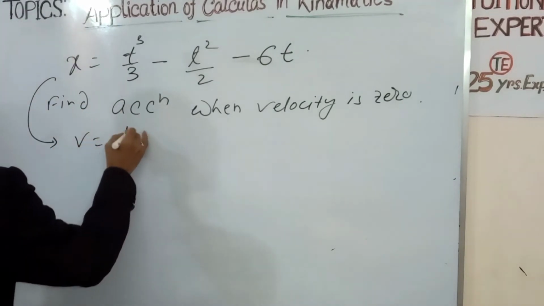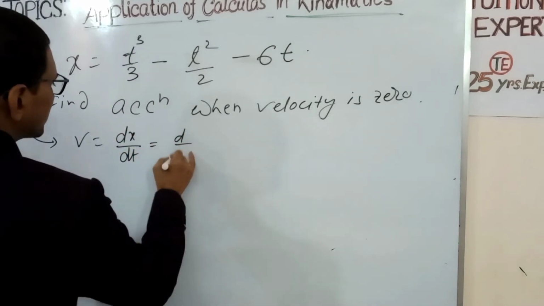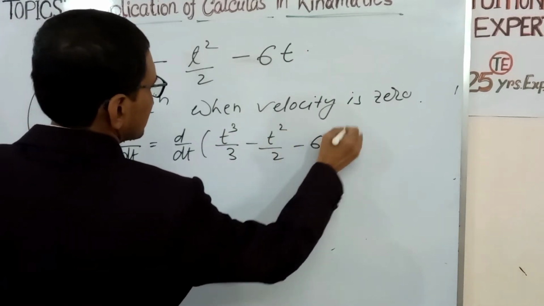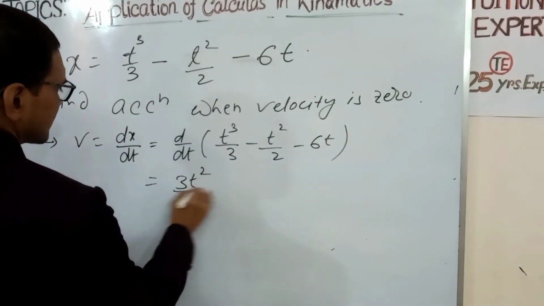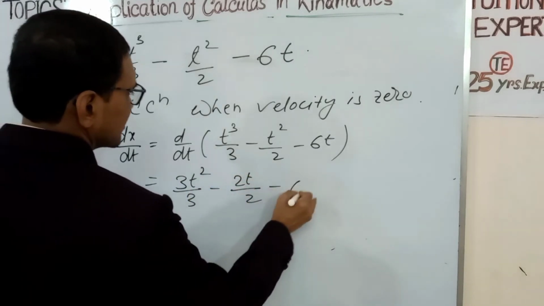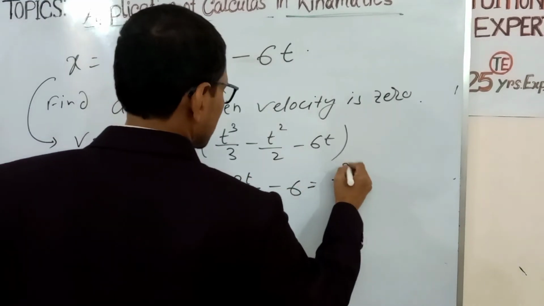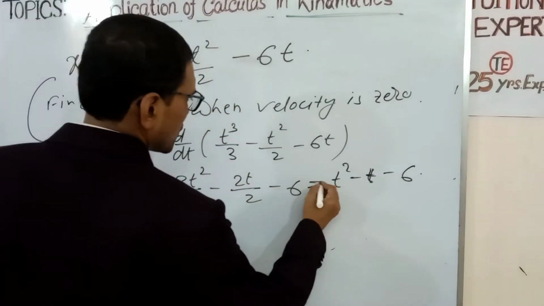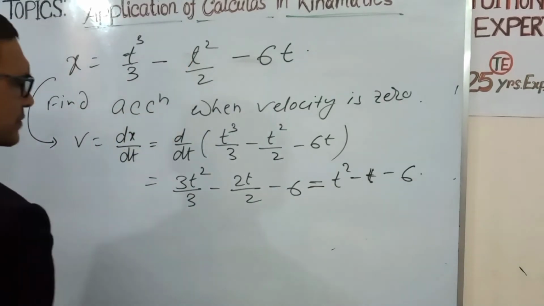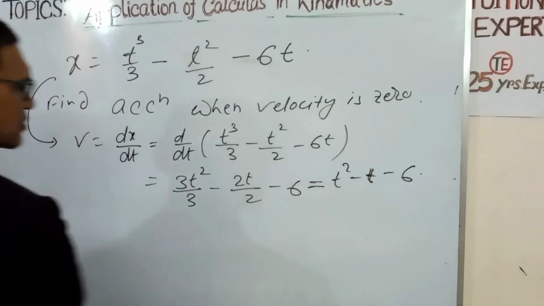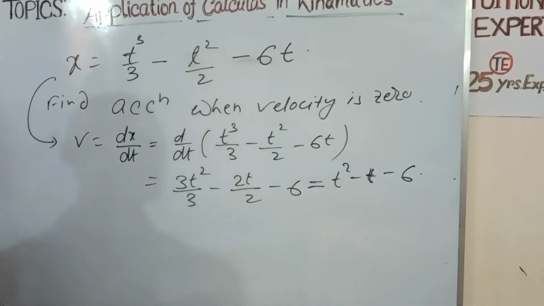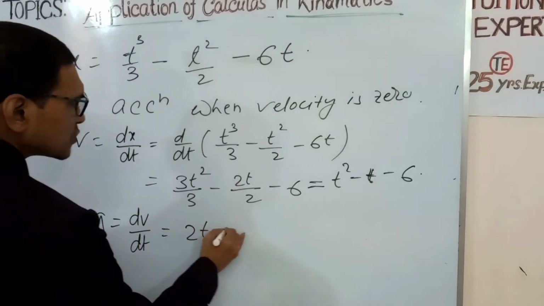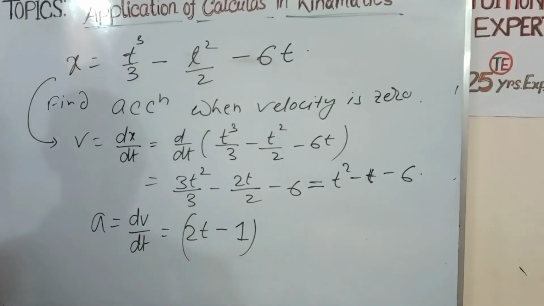So we know velocity equals dx by dt, which equals this. So velocity equals this. Now acceleration equals dv by dt, which equals this. Acceleration equals this. Okay.